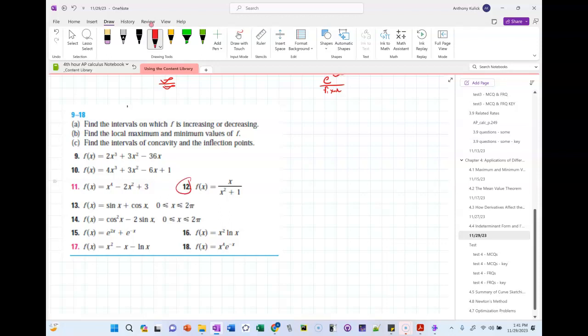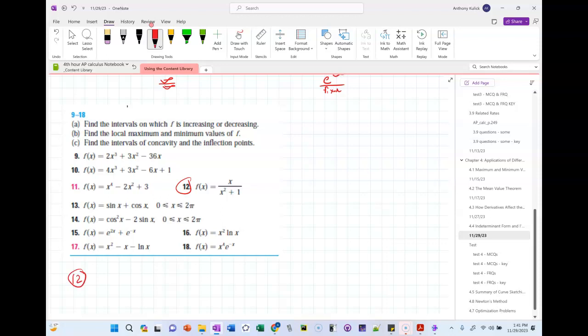Okay, so 12a. It asks us to find the intervals in which f is increasing or decreasing. Now, presumably we're doing this without a calculator, right? Because if you have access to a calculator, you'd just use the min-max commands and take care of this, no biggie.